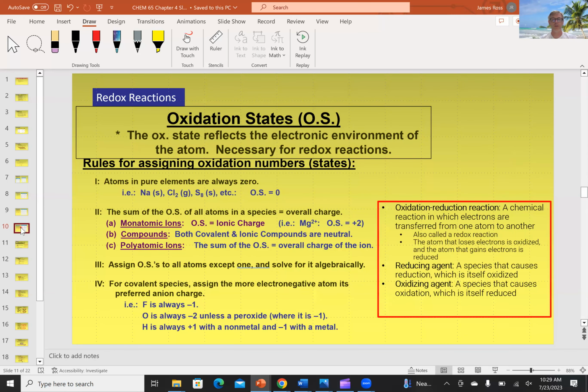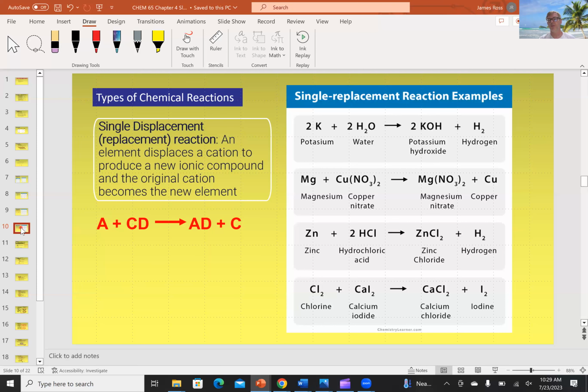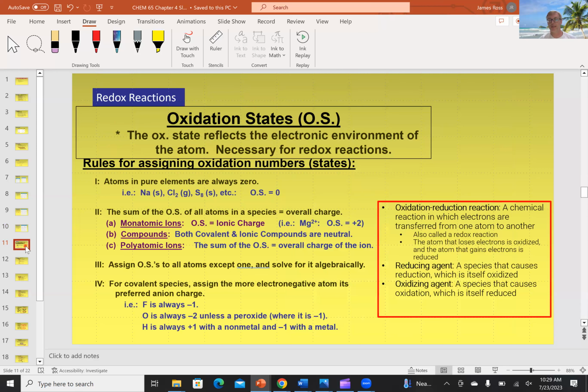One other thing we should probably mention about single displacements that will become relevant in a few minutes is single displacement reactions are always redox reactions. So more about that in a few minutes. Okay, and here's a few minutes. Let's look at redox reactions.